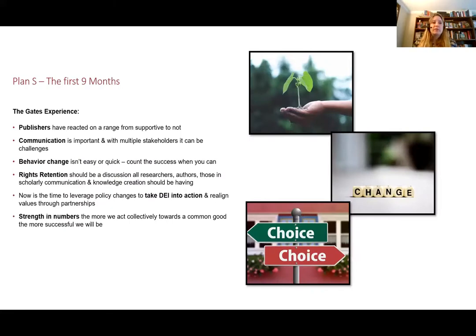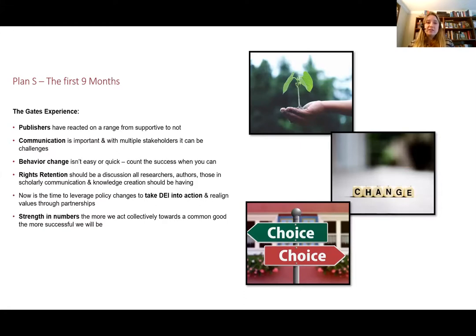So what has our experience been for the first 9 months of Plan S? Publishers have definitely reacted across quite a range, from being supportive, especially of the rights retention strategy, and adding their journals to transformative journal status, to definitely not, but that's to be expected. I've definitely learned that communication is key. It's very important, and with multiple stakeholders and different touch points, it can be quite difficult. We often don't know who a lot of our grantees' authors are unless they reach out to us, as they may be sub-grantees. They may be hearing different things as they're going through the publication process. So communication is definitely always a challenge.